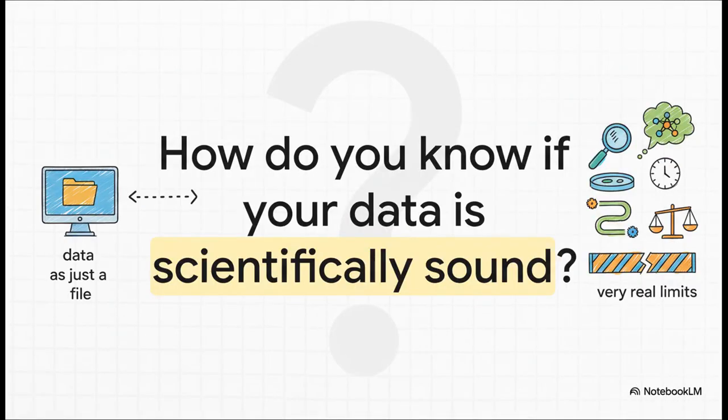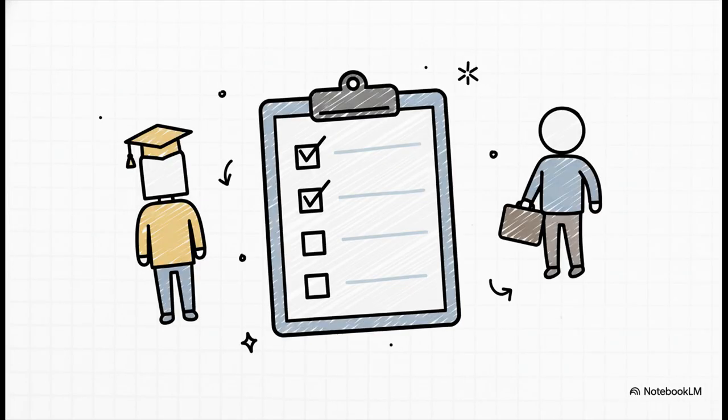So that leads us to the big question, right? How do you actually know if your data is scientifically sound? And this is all about a fundamental mind shift, moving away from seeing data as just a file on your computer, to seeing it as a real scientific object, something with a history, a context, and yeah, some very real limits. Okay, so what we're going to do is walk through a kind of pre-flight checklist.